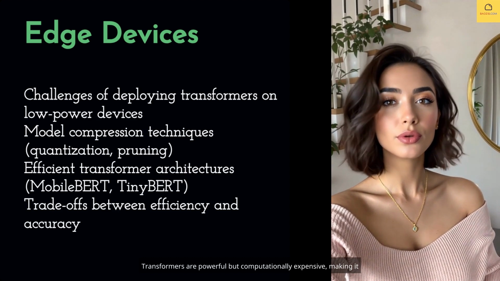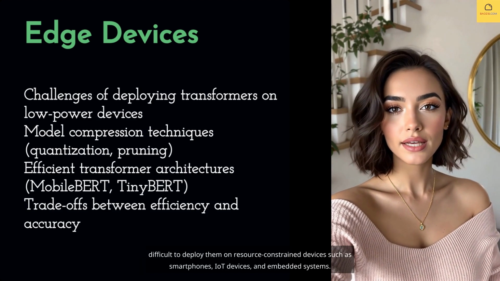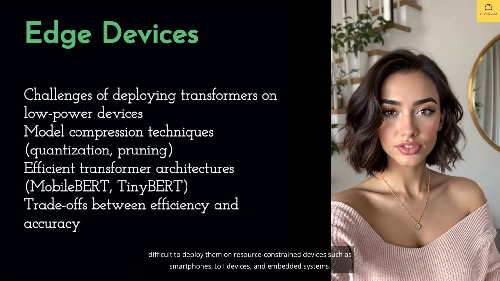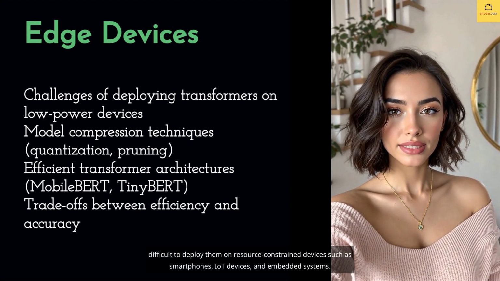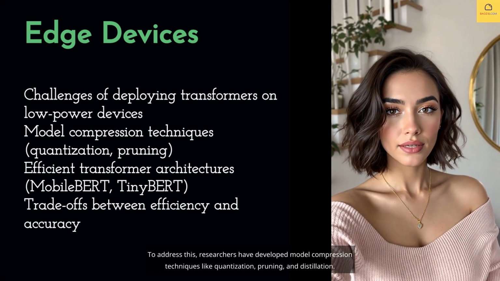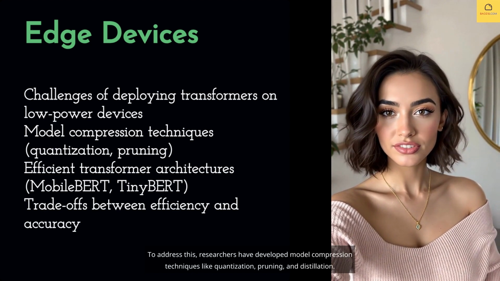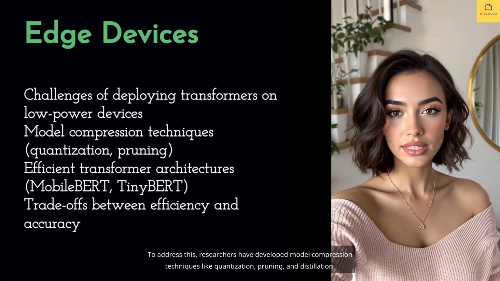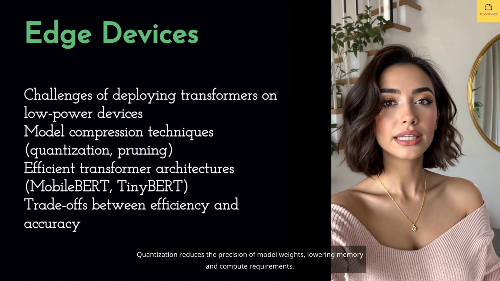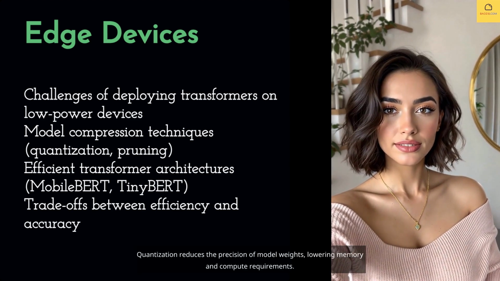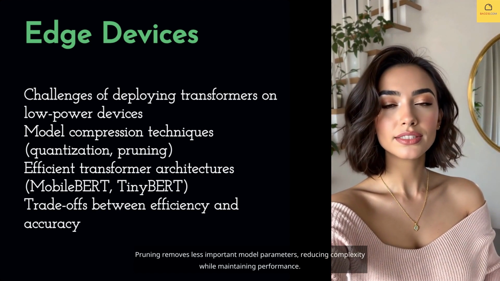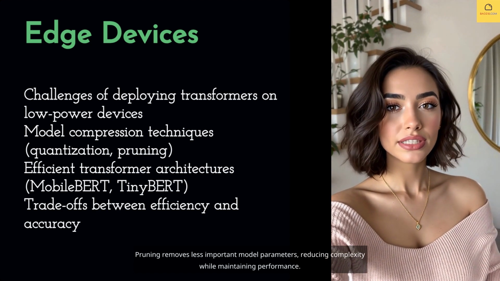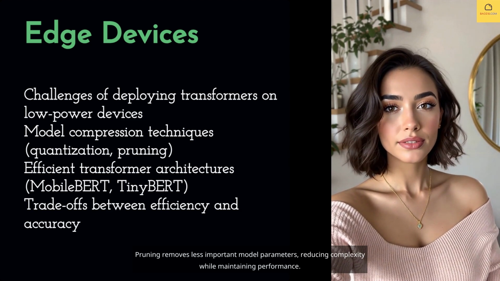Transformers are powerful but computationally expensive, making it difficult to deploy them on resource-constrained devices such as smartphones, IoT devices, and embedded systems. To address this, researchers have developed model compression techniques like quantization, pruning, and distillation. Quantization reduces the precision of model weights, lowering memory and compute requirements. Pruning removes less important model parameters, reducing complexity while maintaining performance.